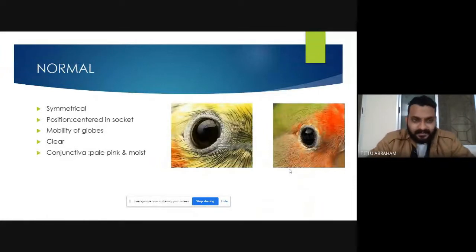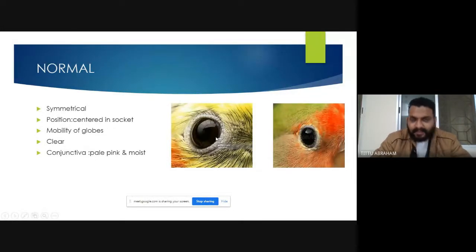So a normal eye will be symmetrical. If you look from the front, from the beak part, you can see it will be normal. It will be symmetrical. You will not see any bulging. The globes will be centered in the socket, so it will be able to move the globes equally, in coordination with the other one. As the photo suggests, it will be very clear. You can see from the image itself.